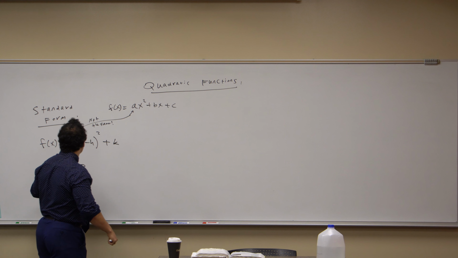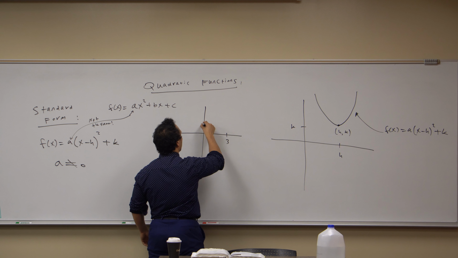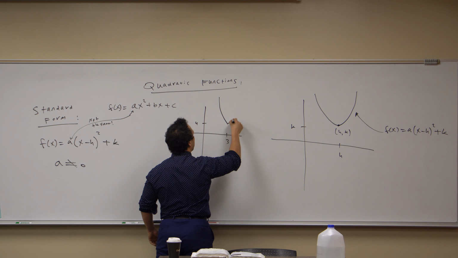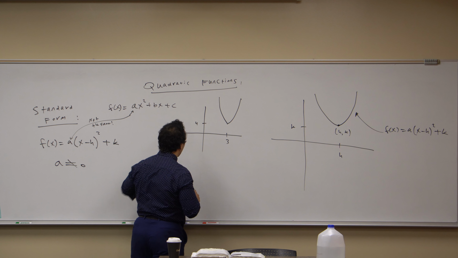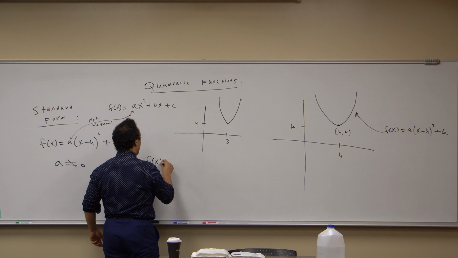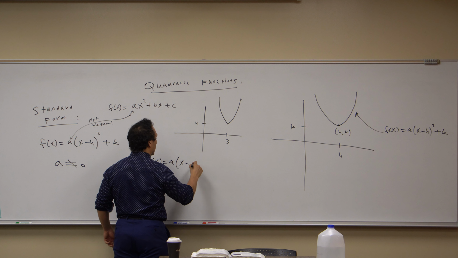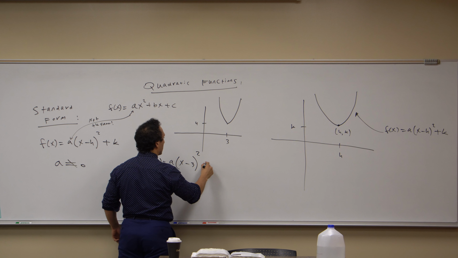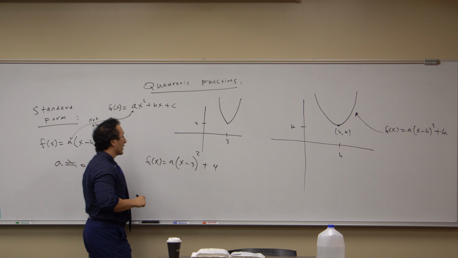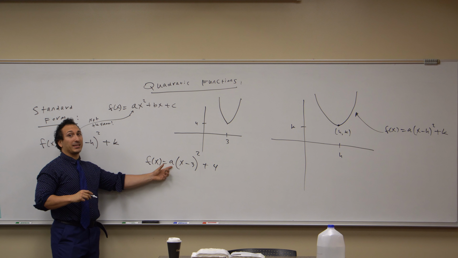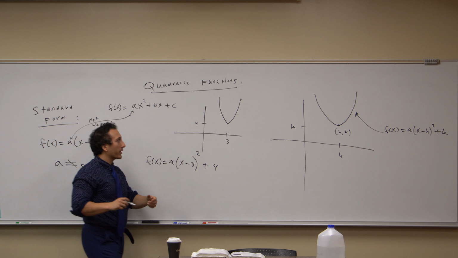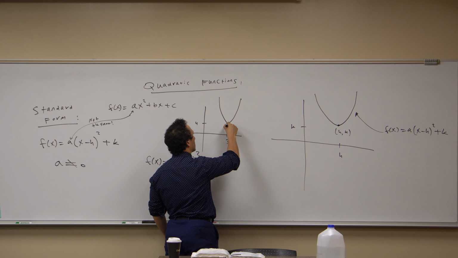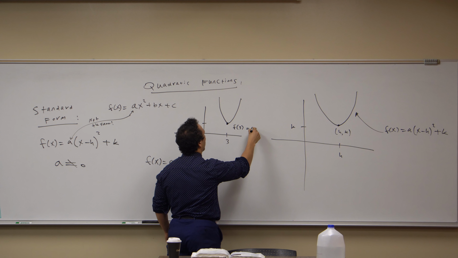For instance, let's have a parabola right here, focused at 3, 4, opening up like this. What is the equation for such a parabola? Well, we're able to find out. It's f of x is equal to a times x minus h, which is 3, quantity squared, plus k, which is 4. And although we don't know what a is yet, we can solve for it. Why is that? Well, because I know a point on the function. A point on the function here is f of 3, which is equal to 4.